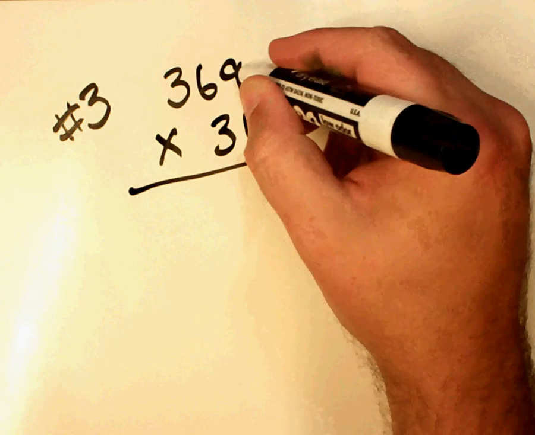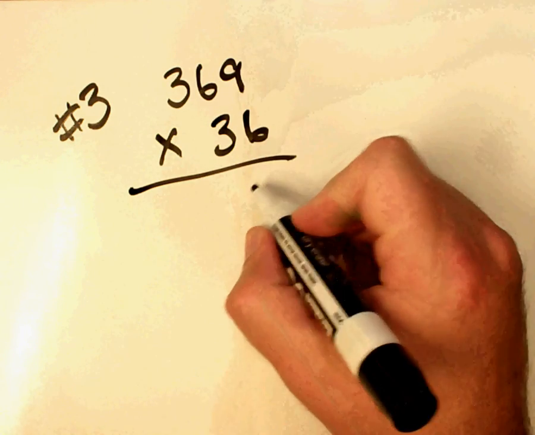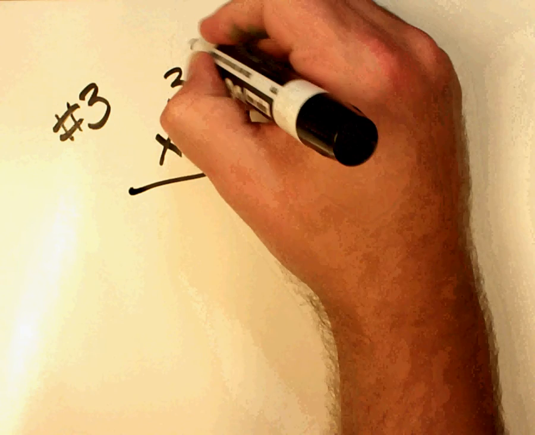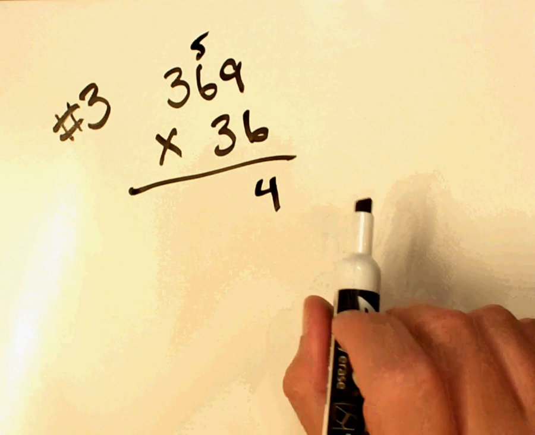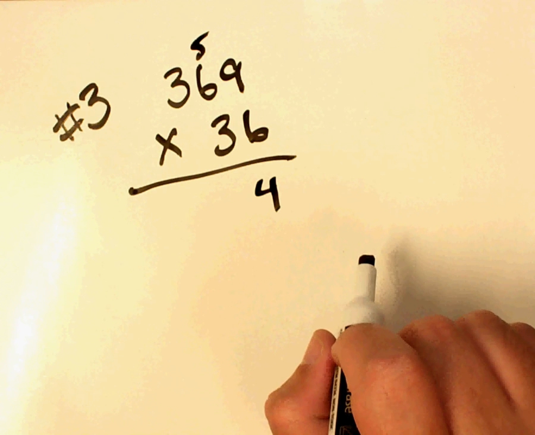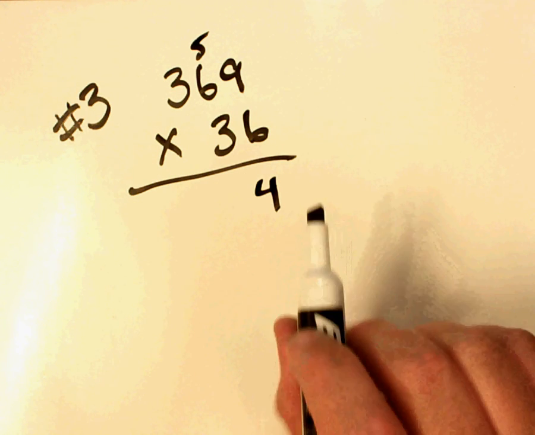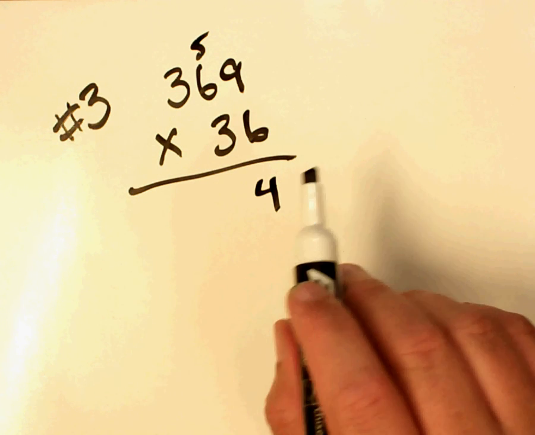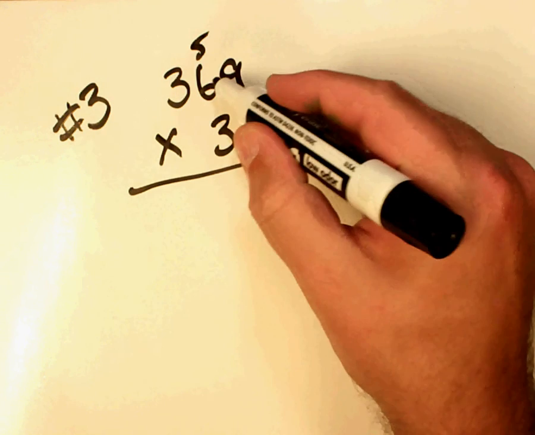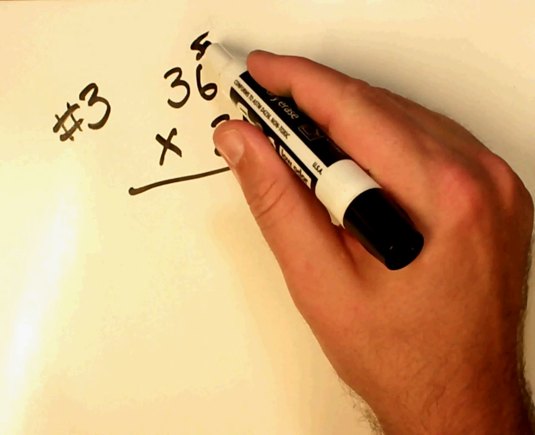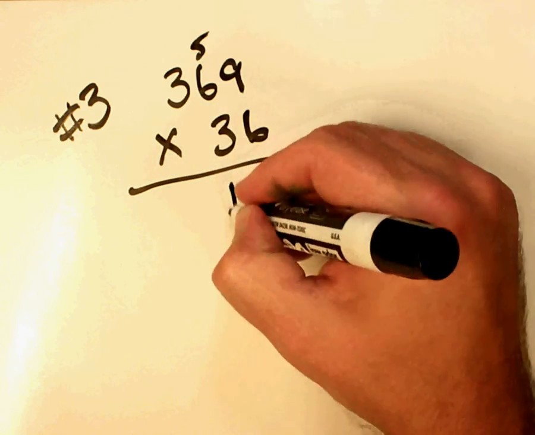Alright, so 6 times 9 is 54. Carry my 5. Now, I'm taking the training wheels off a little bit. I'm only going to use my black marker this time. Okay? So, if you get a little bit confused, just back up to problems 1 and 2, and those are color-coded so you can see them a little easier. Alright? 6 times 6, 36, plus 5 gives me 41.